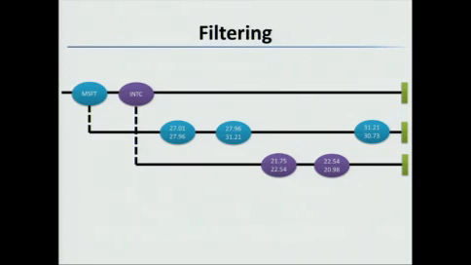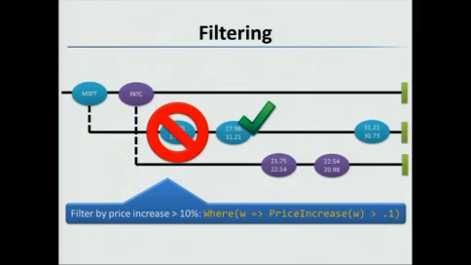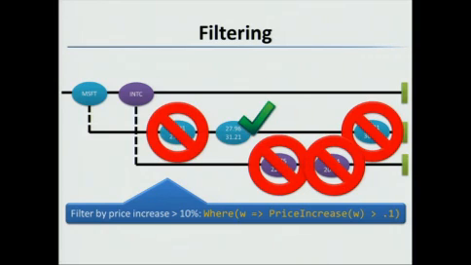Now we have the previous and current, so we can do some sort of calculation to figure out if there's a 10% increase. In this case, we'll do a Where, which is a filter, and we check to see if the price increased by our threshold amount. The first one has not, this one has not, and so on. And all we're left with is the single one.